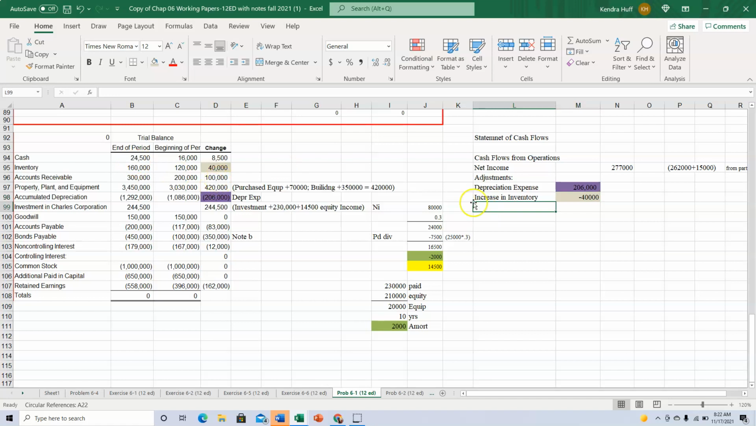All right, then accounts receivable increased. That means we did not collect money, so we also need to subtract that out. That's it for our current assets. Then we need to go down to our current liabilities. Accounts payable decreased, which means that we paid for something. Cash went out the door. We paid stuff.